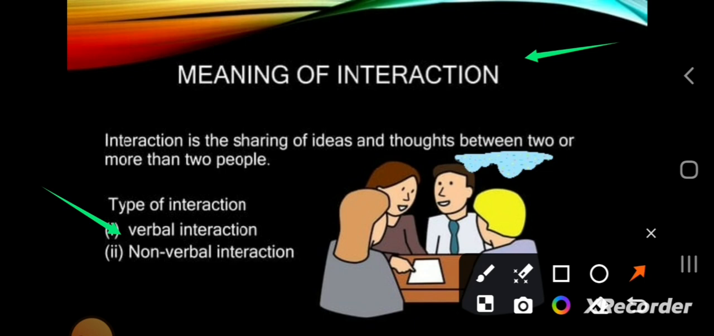Flanders Interaction Analysis is a method used to study verbal interaction, particularly in educational settings, by categorizing different types of verbal behavior and their impact on classroom dynamics. Non-verbal interaction includes communication without words, such as body language, facial expressions, gestures, eye contact, and tone of voice. Non-verbal cues often convey emotions, attitudes, and reactions that complement or sometimes contradict verbal communication.